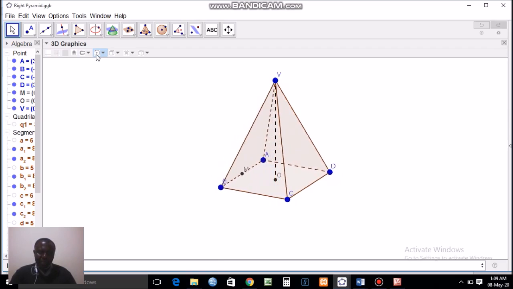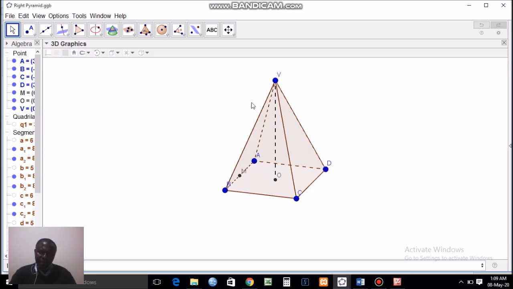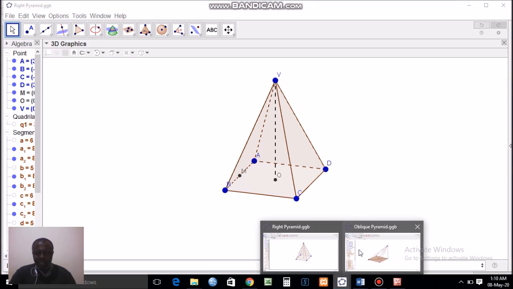Now, something special about a right pyramid: the altitude of the pyramid, that is VO, will always meet the base at the center. And that will only happen if the slanting edges are equal. It only happens in the case of a right pyramid. The altitude VO will always hit the base at the center. Right. Now, on the other hand, we have an oblique pyramid.